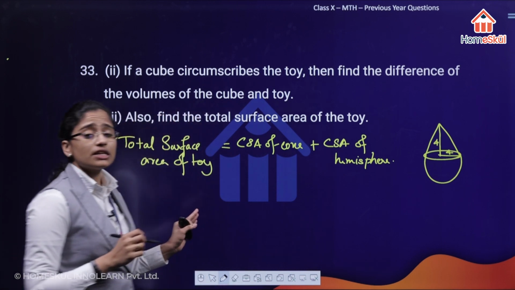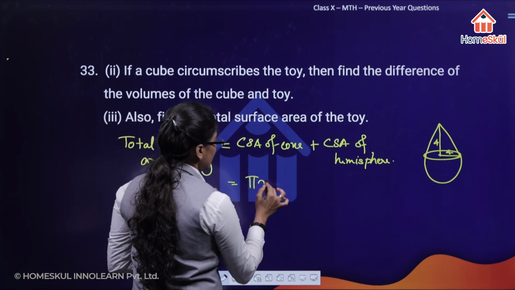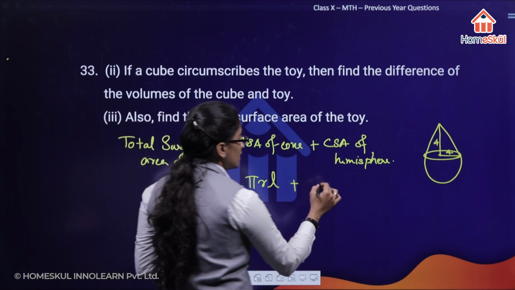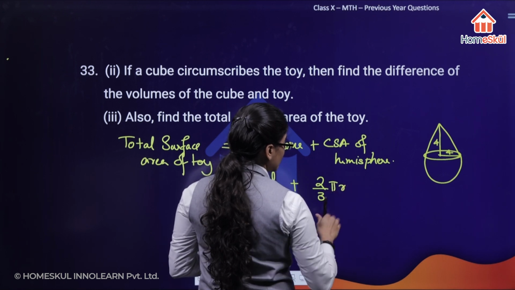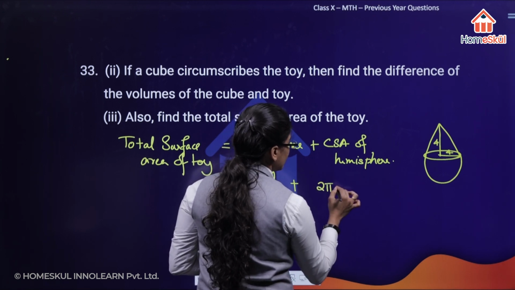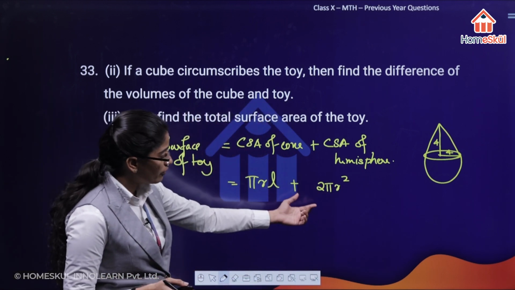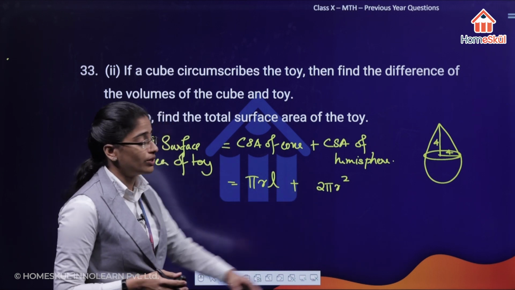Now, what is the curved surface area of a cone? Curved surface area of a cone is equal to pi r l. What about the curved surface area of a hemisphere? That will be 2 by 3 pi r square, right? No, it is 2 pi r square, isn't it? The total surface area of a sphere is 4 pi r square. So, half of it is 2 pi r square, okay?